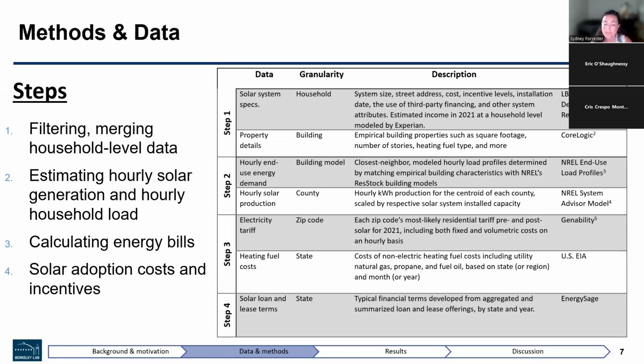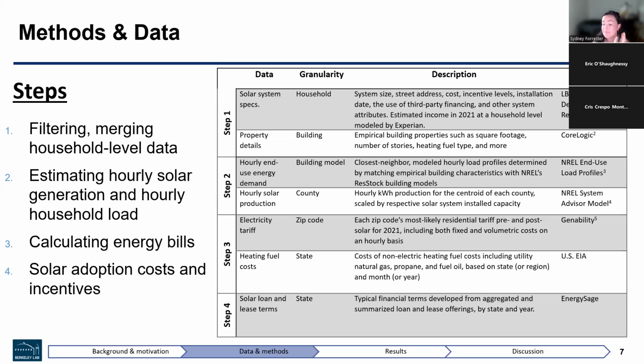For the load, what we do is we take all of the empirical building data that we have, and we find the closest match with NREL's ResStock, and we match it based on a bunch of different similarities with the buildings. Then they have a set of end use load profiles and usage of different electricity and fuel types. And we calibrate that with other empirical data that we have, like the actual size of the building and the empirical solar system size.